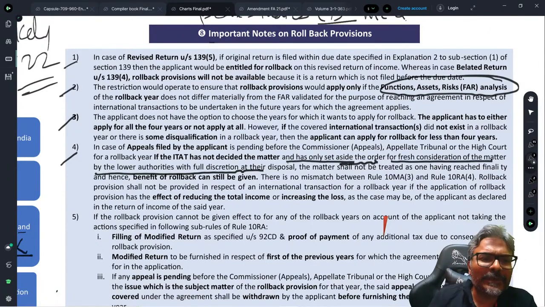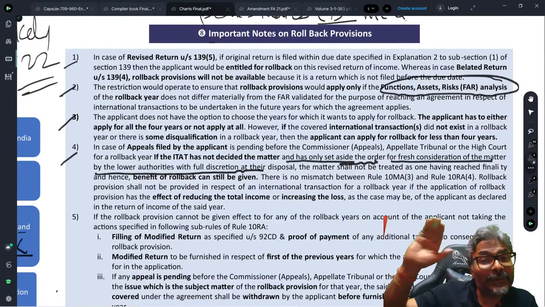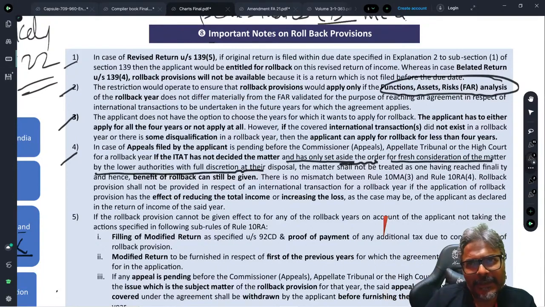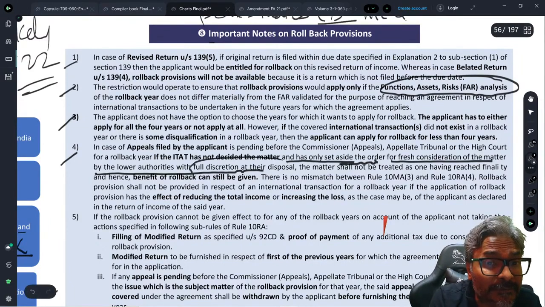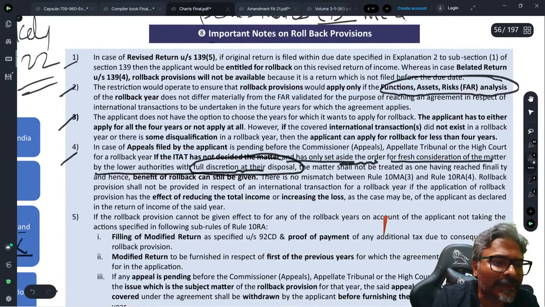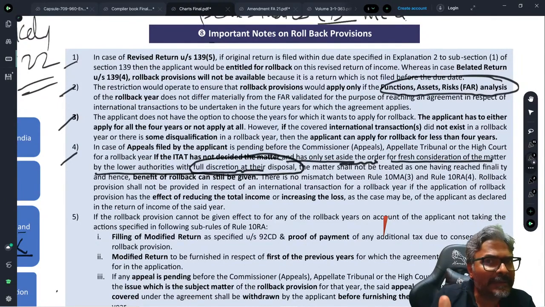So what are they doing, students, in this particular case? They are only setting aside the order. Setting aside meaning thereby, did they decide anything in the order? Did they decide anything? Answer is no. And the fact that they haven't decided anything in that order, they have simply set aside and given the direction to the lower authority with full discretion at their disposal. This is very important. These words are very important. And I'm telling you, friends, you may take it lightly, but MCQ questions are deep in the examination.